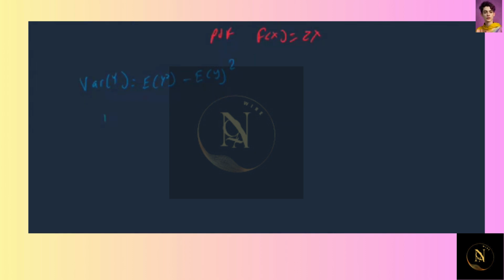So E of x is equivalent to, we know the bounds are 0 and 1 for the integral, x times 2x, which is the formula for finding the expected value of a PDF, dx. That is simply going to give us 2x squared, which will evaluate out to x cubed over 3 times 2, and then we'll plug in our values and you'll simply get 2/3.